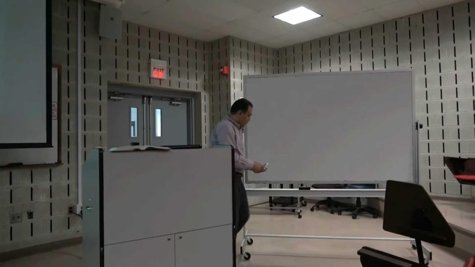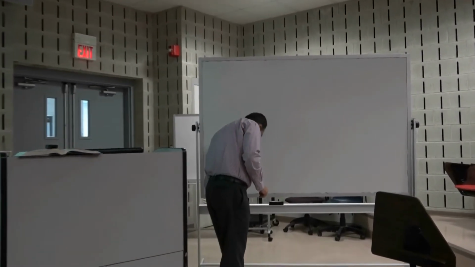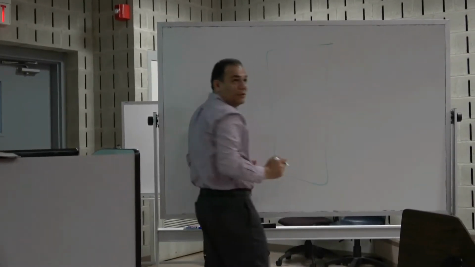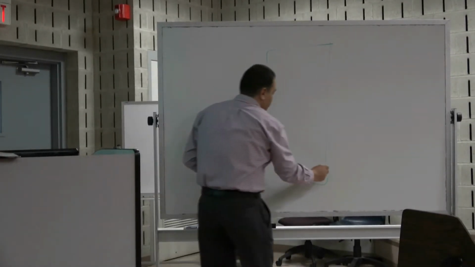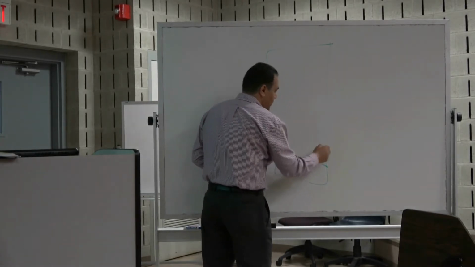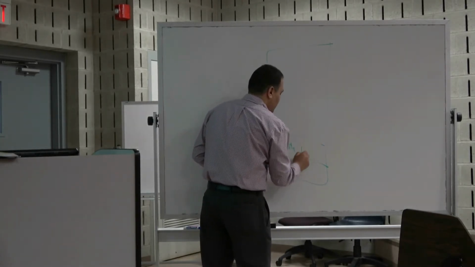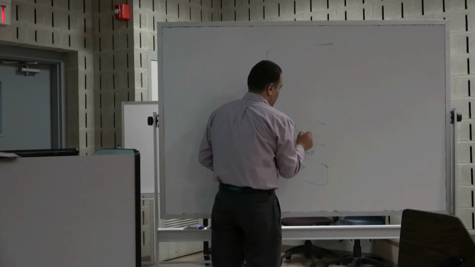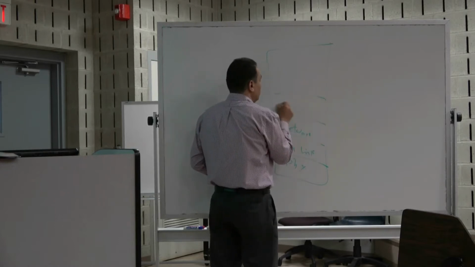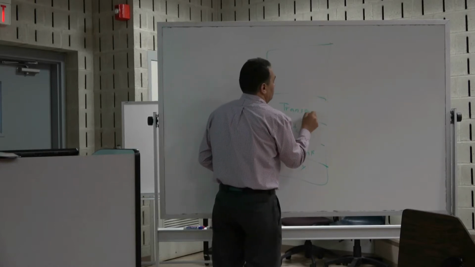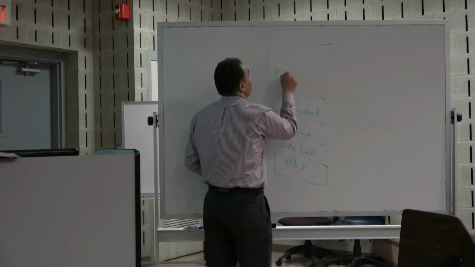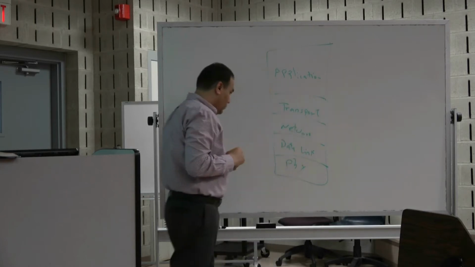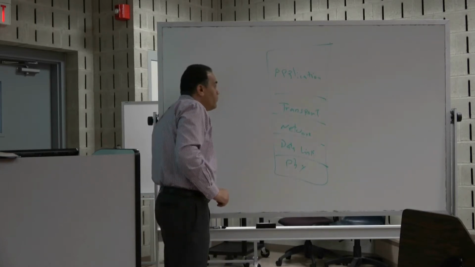Okay, so in the OSI reference model, we have about 7 layers. We start with the physical, then we have the data link, then the network, transport, then the application. So the data starts from the application.